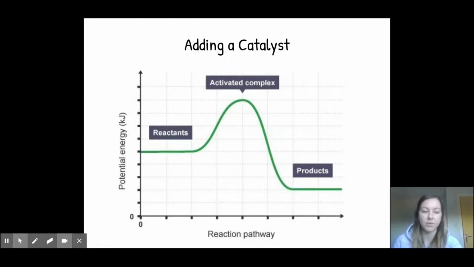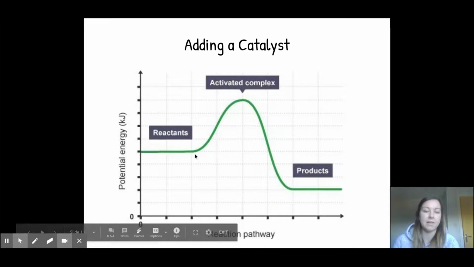Now, this is a different diagram altogether. This is a potential energy diagram which shows the reactants forming products. This happens to be an exothermic reaction because, as you'll see, the value of potential energy in the products is less than that of the reactants. So that would be an exothermic reaction.